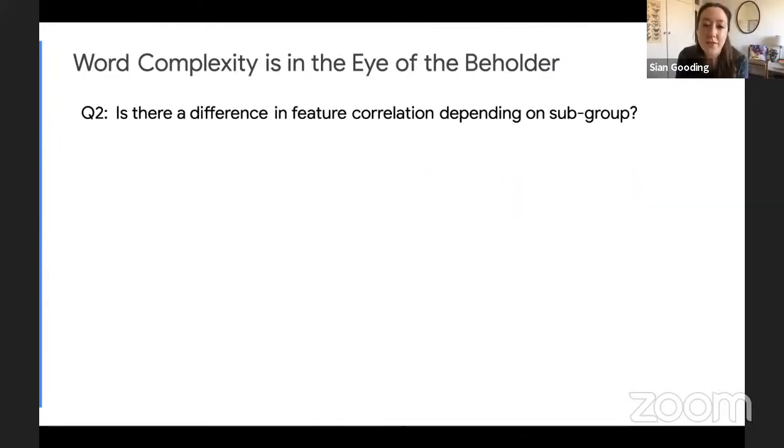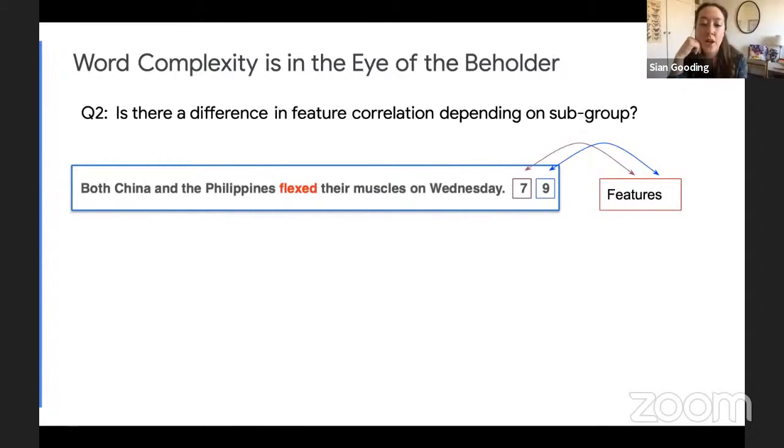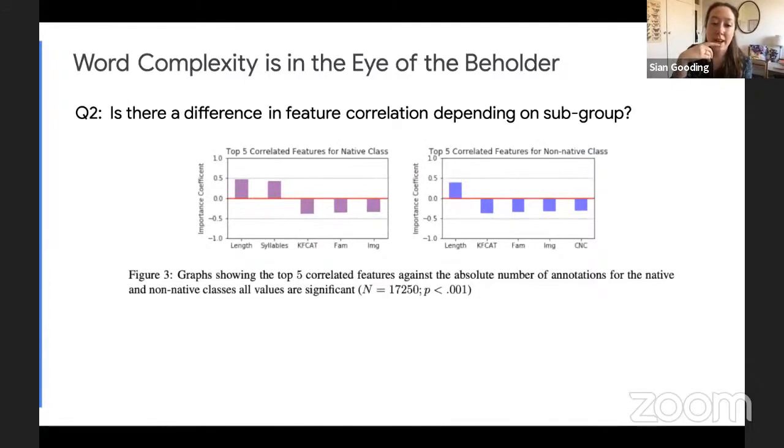Question two: is there a difference in feature correlation depending on subgroup? We wanted to know this in particular for native and non-native. As I said, every single sentence was annotated by 10 native and 10 non-native. We wanted to look at whether the absolute number of annotations correlated with these features, because we've got all these different types of features, to give an indication of what is most likely to cause a word to be seen as complex by these audiences. We would have really liked to do this for beginner, intermediate and advanced, but the number of annotators wasn't held consistent across the different sentences, so we couldn't do it.